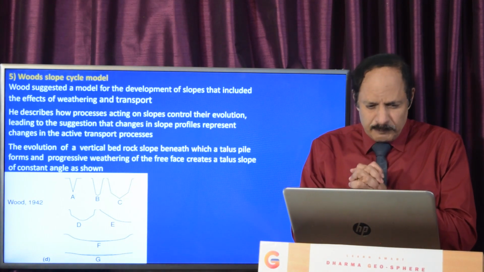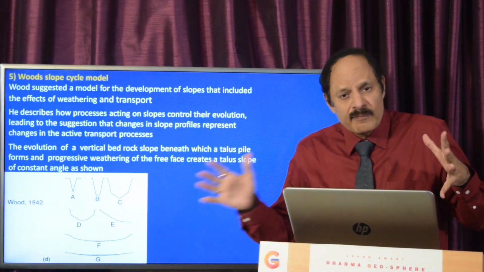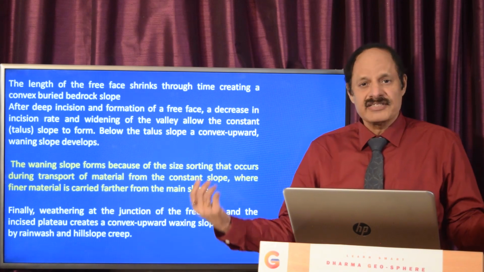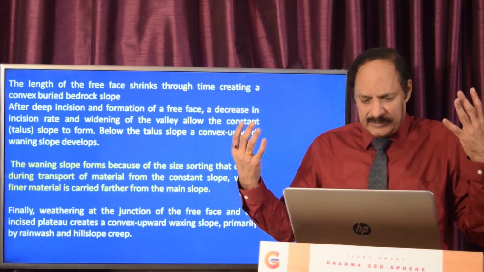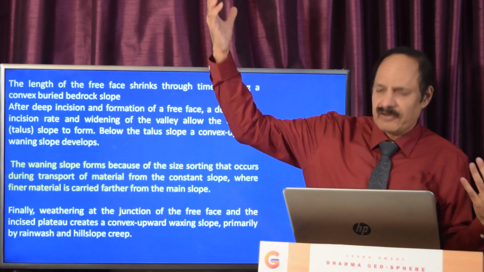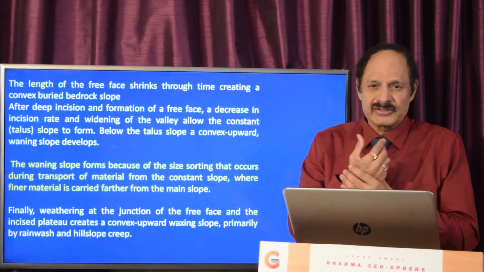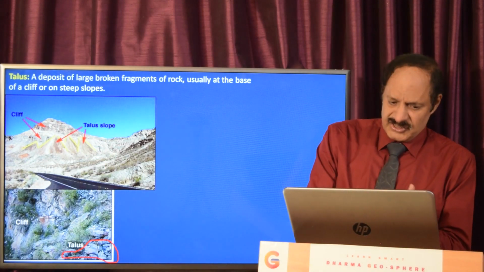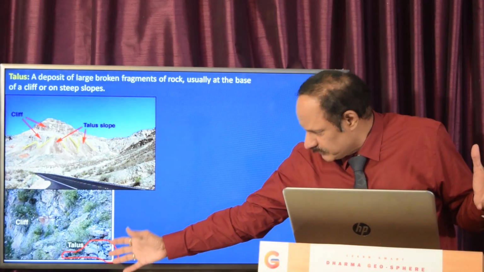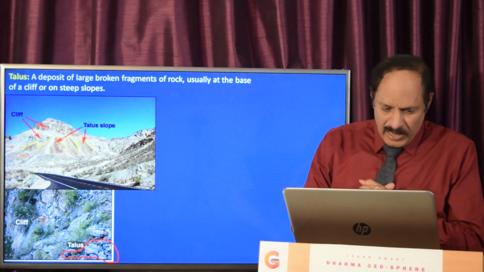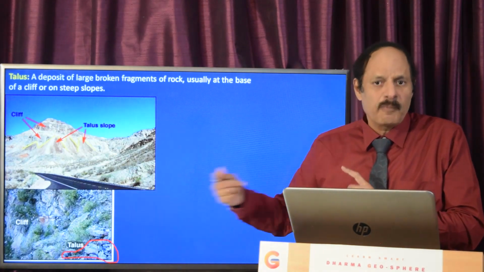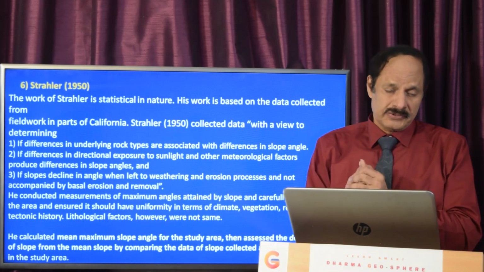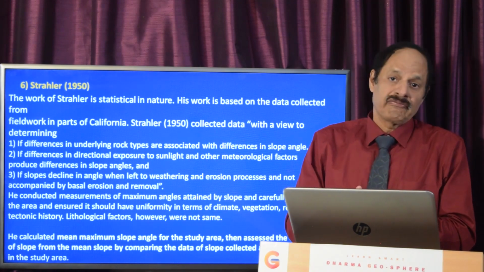Then Wood came with another important concept, bringing in the element of transport. He said that the waning slope forms because of the size sorting happening in transport, where finer material is carried further away from the main slope as the transportation or the sorting increases. So this is talus. The difference between scree and talus is that talus, as you can see, is much more angular, with much larger fragments falling at the cliff, the hill slope, or at the base of the hill. That is talus.